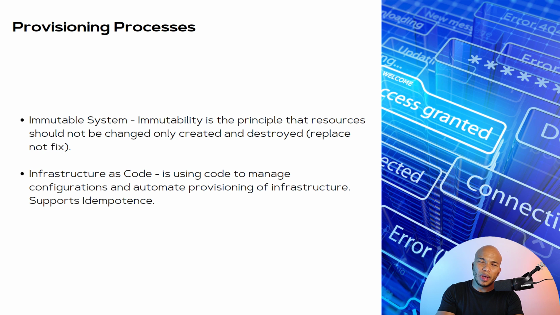And then we do have the concept of infrastructure as code, which we will talk about a bit later. It is basically using code to manage configurations and automate provisioning of infrastructure. And of course, this will support idempotence because when you run the exact same kind of code over and over again, whatever that code was designed to do, it should produce the exact same result over and over again.